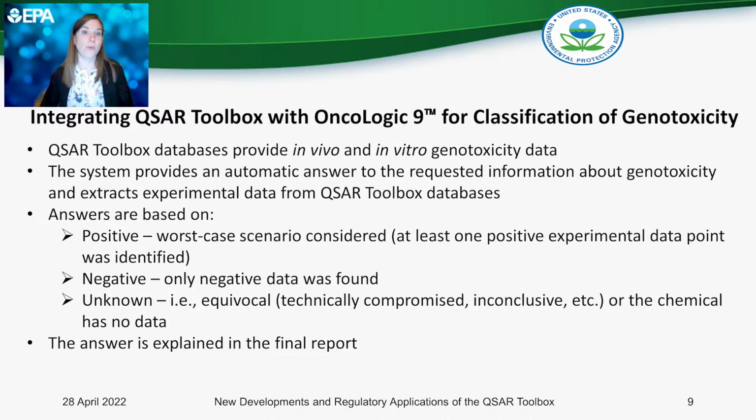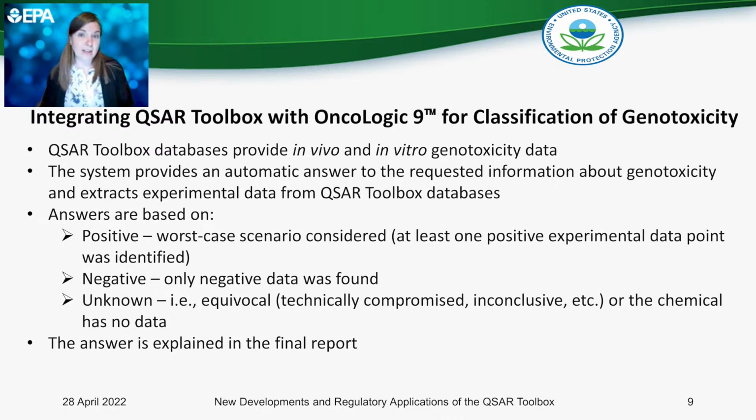So the answers will be based on if the compound has been tested and positive genotoxicity experimental data is found. That means at least one positive experimental data point was identified. Then Oncologic will answer that question as yes, positive data. QSAR Toolbox will say, we found a positive experiment. Answer, yes, there is positive data.